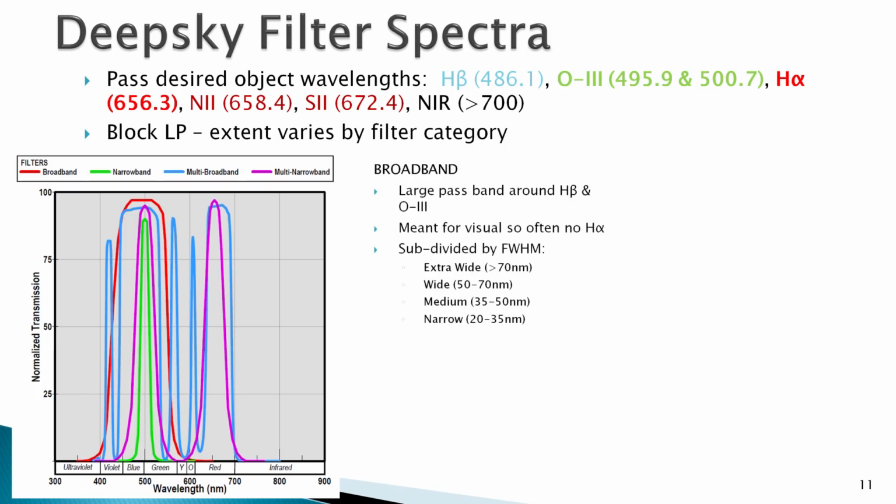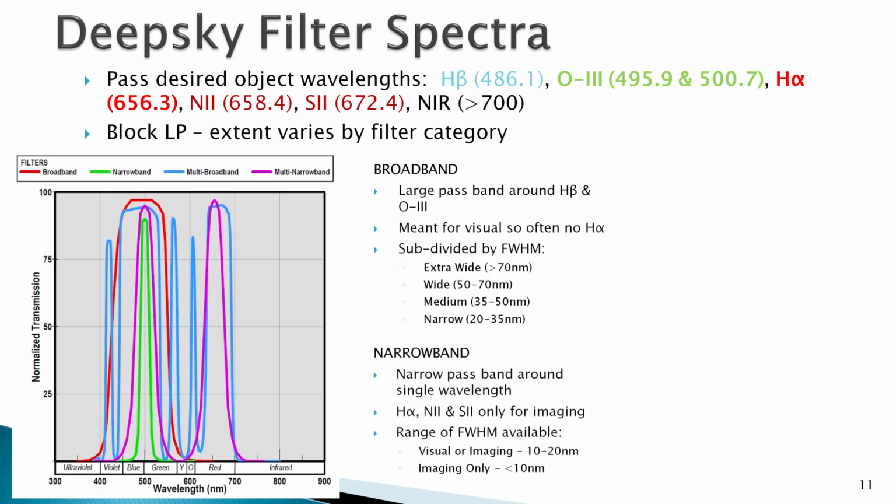Broadband filters have one large passband around hydrogen beta and oxygen 3. They are meant for visual use, so they often do not pass hydrogen alpha. For convenience, I have subdivided broadband filters into 4 subcategories based on their bandwidth: extra wide, wide, medium, and narrow.